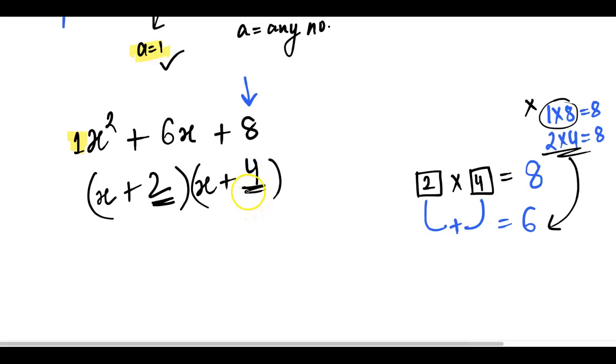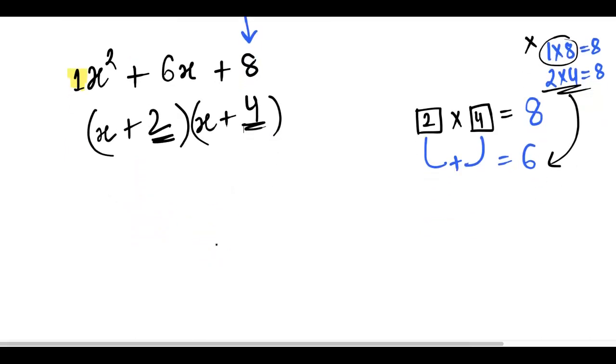That's it. In short, just think of the last constant term, that is c. Think of 8: which two numbers multiply to give you 8 and add to give you 6. Once you get those numbers, you write x plus that number and x plus that number. So it is x plus 2 and x plus 4.